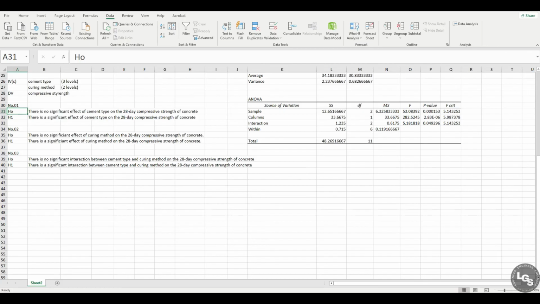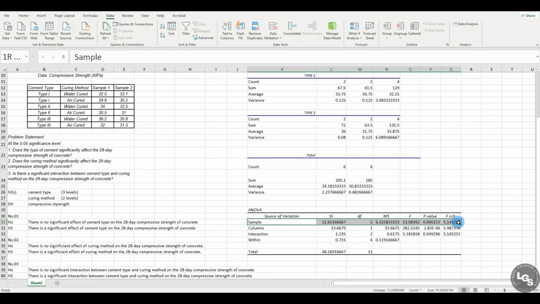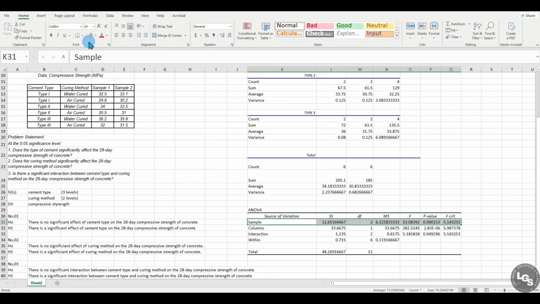For question number 1, our null hypothesis is there is no significant effect of cement type on the 28-day compressive strength of concrete. So we are referring to the independent variable cement type. In our data, our cement types are type 1, type 2, and type 3. So here, we will check this in the ANOVA table with the sample data, meaning this sample data is for the cement type.